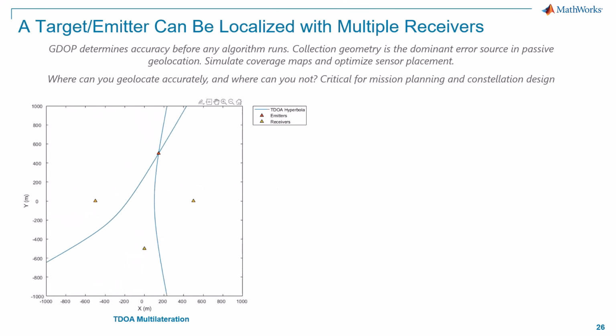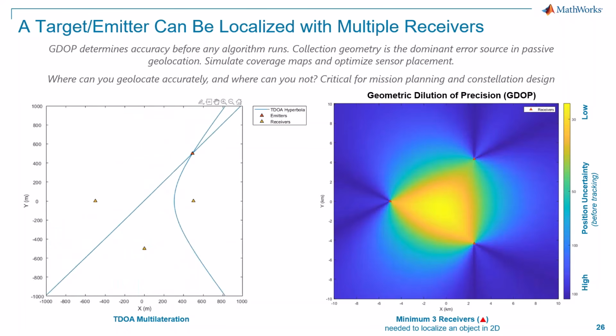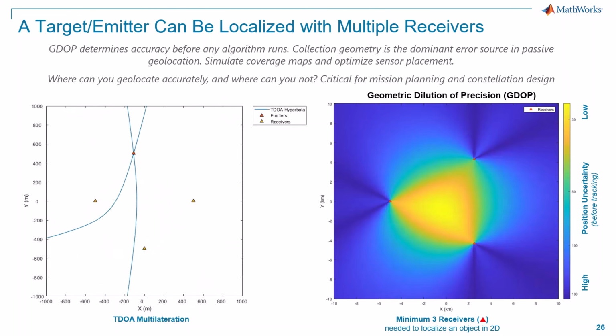This is one of the most important concepts for mission planners. On the left, TDOA multilateration. These are hyperbola intersections localizing the emitter. On the right, the GDOP heat map. Dark blue is low uncertainty, which is good for accuracy. Yellow and orange is high uncertainty, which is potentially kilometers of error. Notice that accuracy degrades along the baseline between the receivers and improves perpendicular to it.